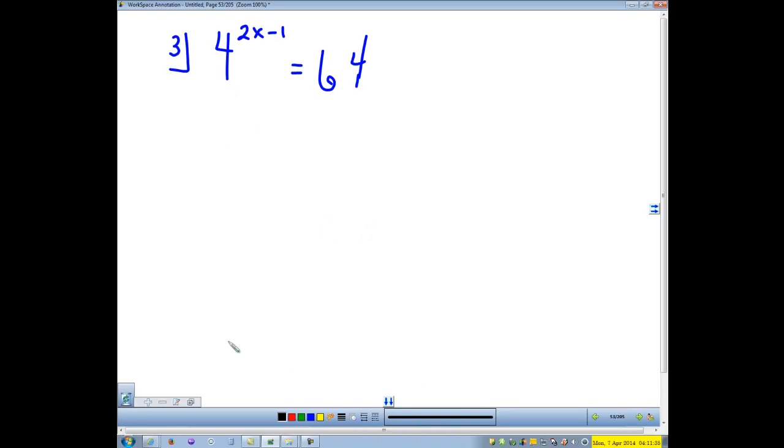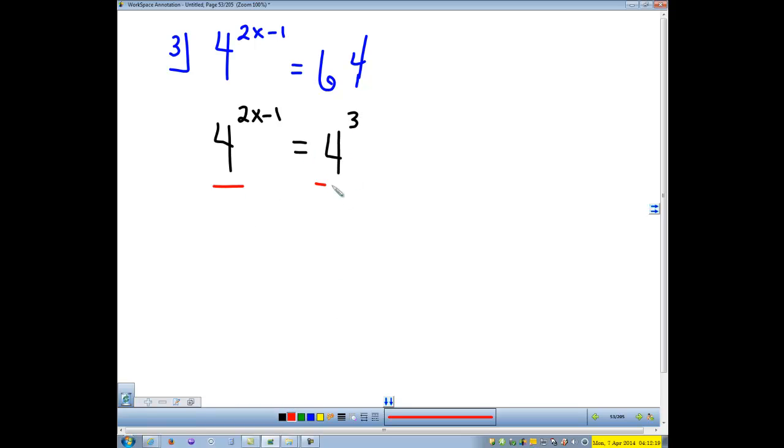Example 3. I need to get the same base. I have a 4 on this base. Can I rewrite 64 to have the same base as 4? Well, 4 to the 3rd power is 64. So I'm going to leave this alone. 4 to the 2x minus 1 is equal to 4 to the 3rd.